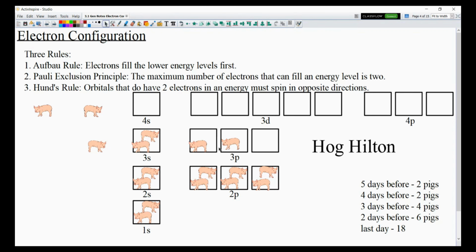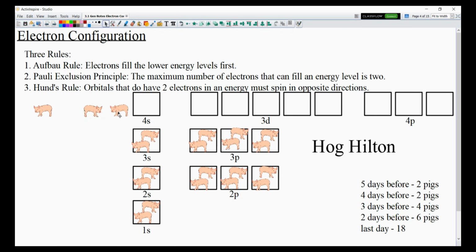Okay. All right. So now the last day before the convention, we have 18 pigs show up. So you're going to have to place 18 pigs now. So you're going to assign this pig to this room because it's empty. But now that this is full, they're going to share these rooms before they go up to the 4th floor. So that was 2, 3, 4, 5. Okay, so now it's filled up.